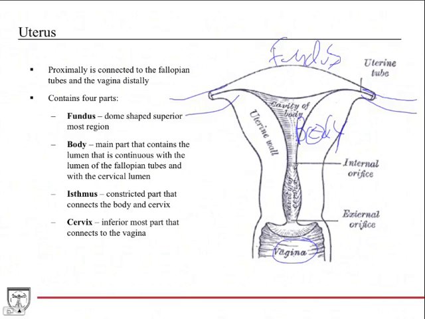So the isthmus is considered the constricted part that connects the body of the uterus to the cervix. So we'll mark this here as the cervix, and then this narrowed section is the isthmus. So fundus at the top, body is the majority of the uterus, and then you have the isthmus, which is this narrowing portion, which then connects to the cervix. And then the cervix is the inferior most part of the uterus, and it connects to the vagina.